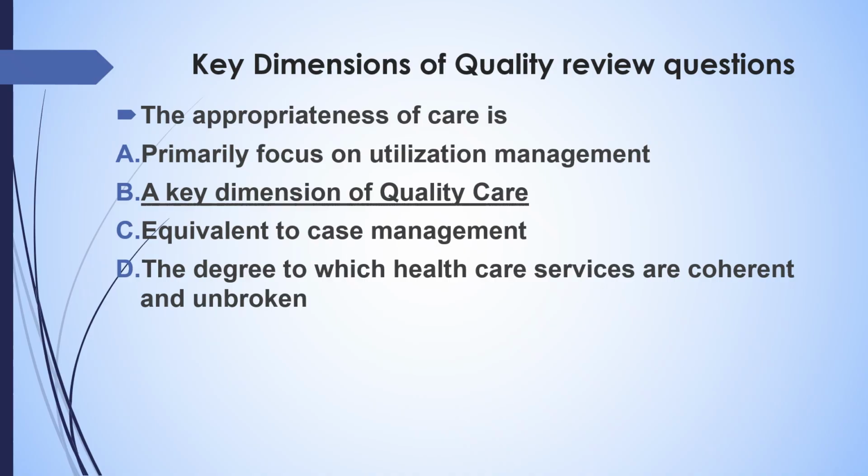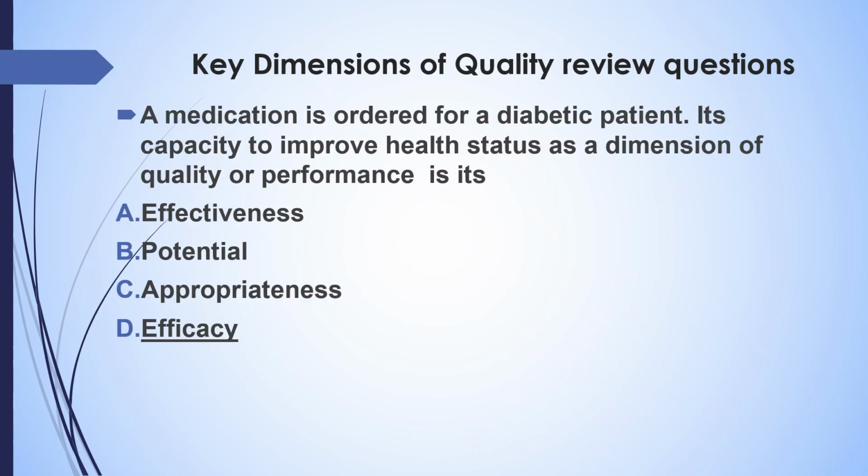Then, the appropriateness of care is primarily focused on utilization management, a key dimension of quality of care. Equivalent to case management, the degree to which healthcare services are coherent and unbroken. So what is the correct answer? The correct answer is it is a key dimension of quality of care. So what is this degree to which healthcare services are coherent and unbroken? This is continuity of care, correct?